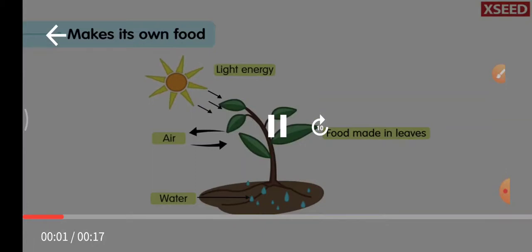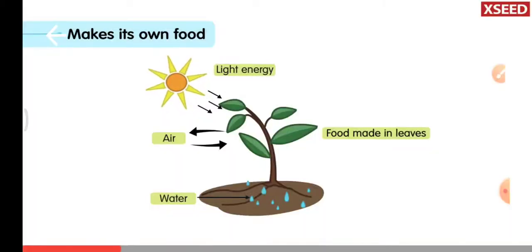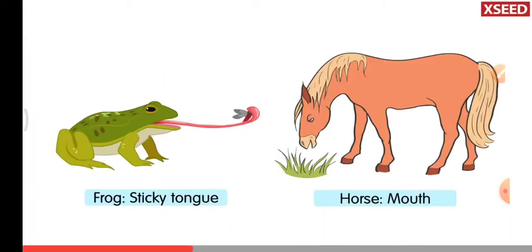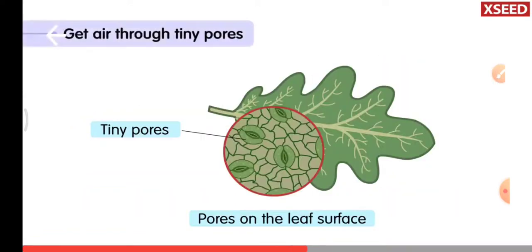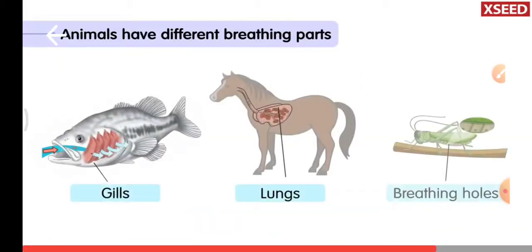Plants make their own food, and animals eat plants or other animals. Plants get air through the pores on their leaves, and animals have different breathing parts.